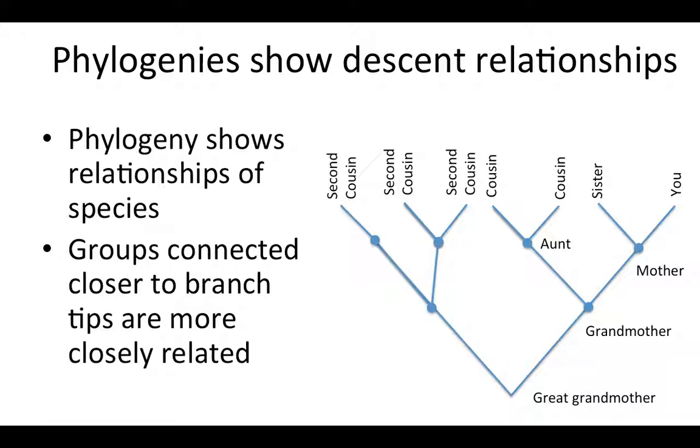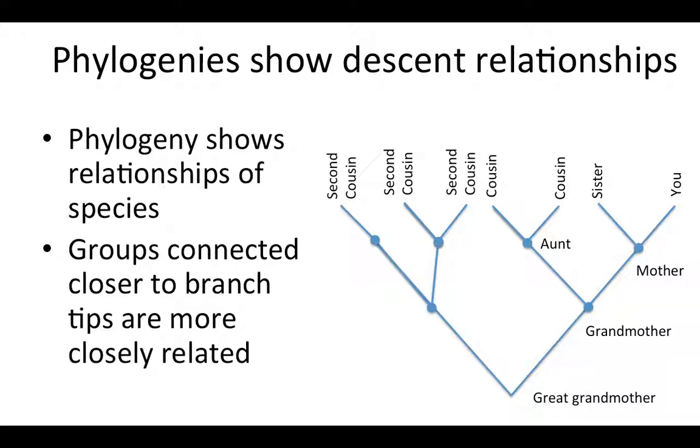So we're going to think now about how these different groups are related to one another. To do that, we need to use diagrams, or at least it's a lot easier. And so I want to start by talking about how to interpret these diagrams. These diagrams will be phylogenies, and a phylogeny is a depiction of relationships among species or groups of species.